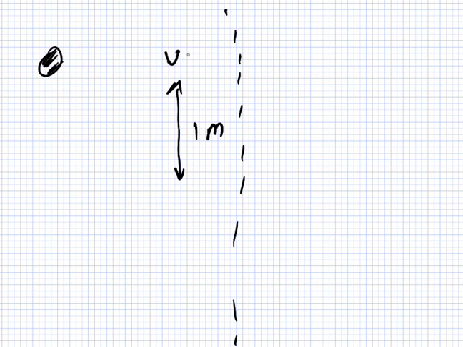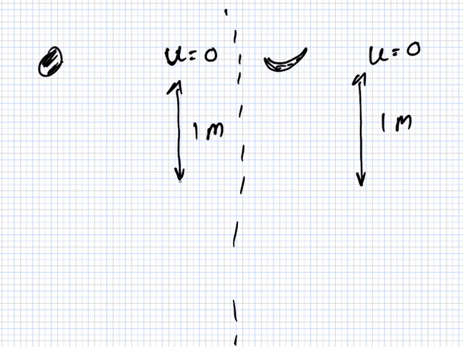Alright, so let's split this in half. Here is the bowling ball, and let's make it a distance of 1 meter, and let's say it starts at rest. And here is the feather. u equals 0, and that's 1 meter.